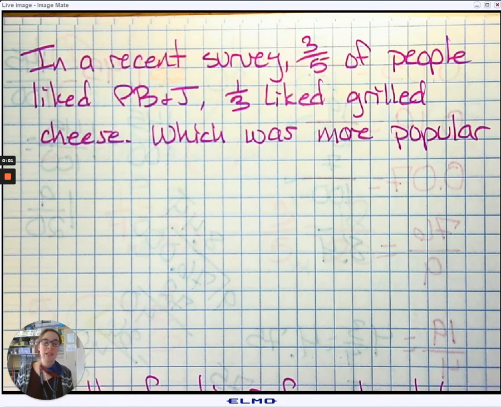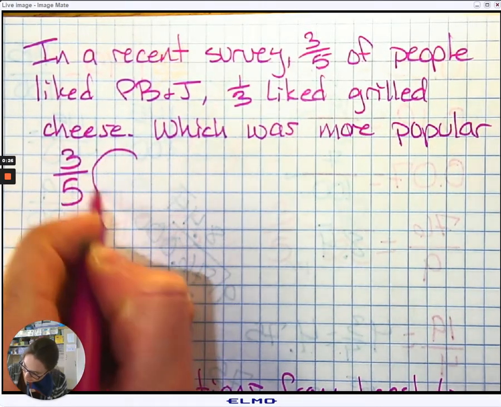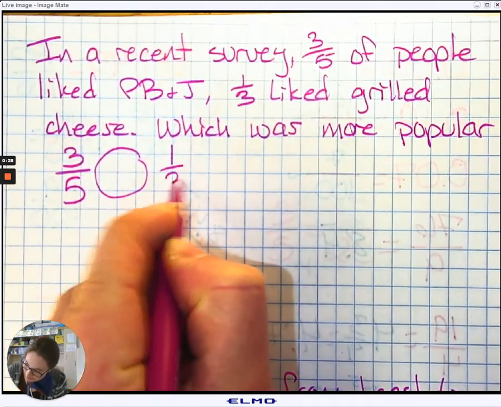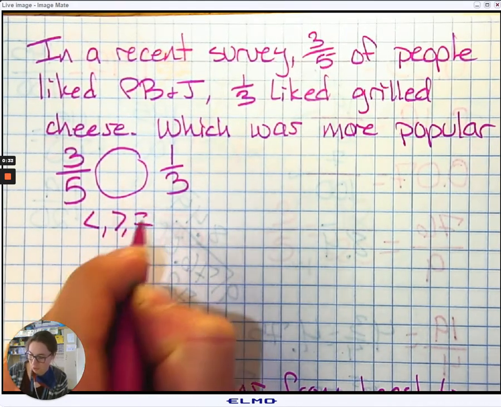All right, this is lesson 3.5, and this is example 1. In a recent survey, 3/5 of people said that they liked peanut butter and jelly sandwiches, while 1/3 of people liked grilled cheese. Which sandwich was the more popular? We're going to do this by comparing the fractions 3/5 and 1/3, which we will write like this: 3/5, big circle, 1/3.